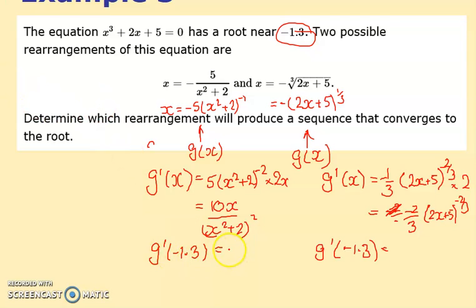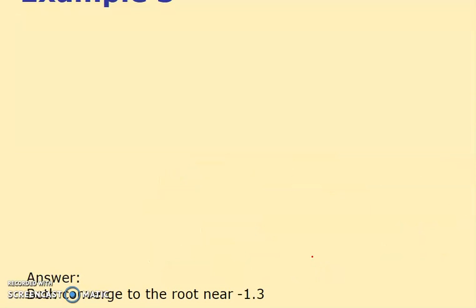So when I've typed minus 1.3 into this, I got minus 0.955. That's a minus at the front. And this one I got minus 0.372. When you put 1.3 in, minus 1.3. Critically, both of these values are between a minus 1 and 1. So they both should have a root. So what's it say? Both converge to the root.